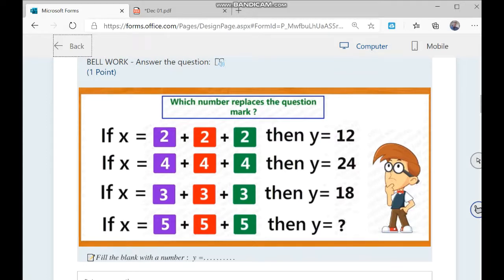If x equals 2 plus 2 plus 2, then y equals 12. If x equals 4 plus 4 plus 4, then y equals 24. If x equals 3 plus 3 plus 3, y equals 18. And the question is, if x equals 5 plus 5 plus 5, then y equals what? What is your answer?